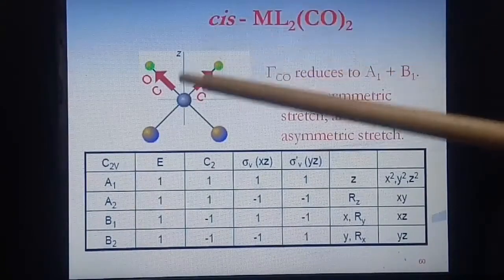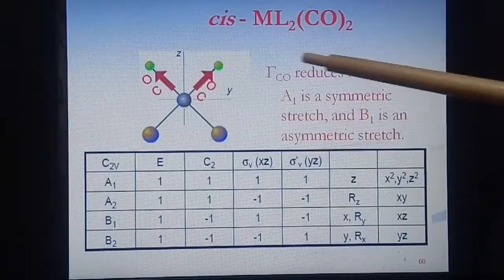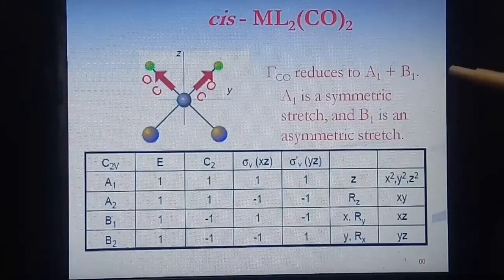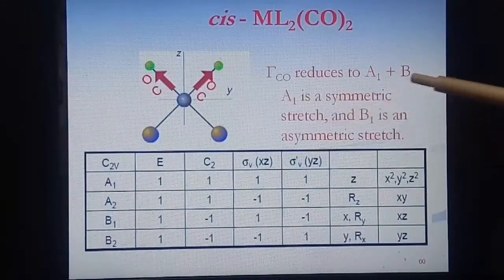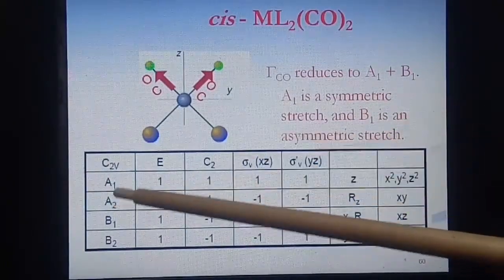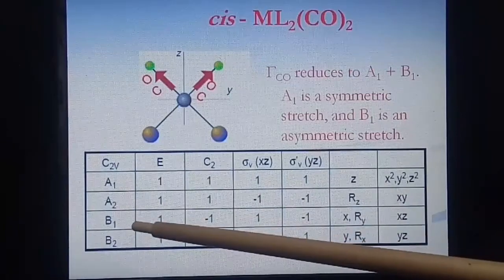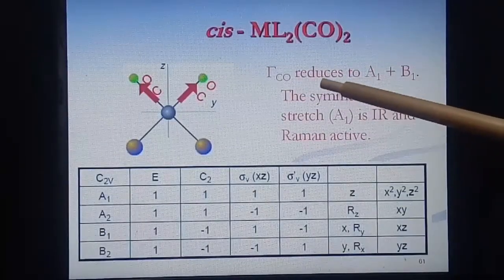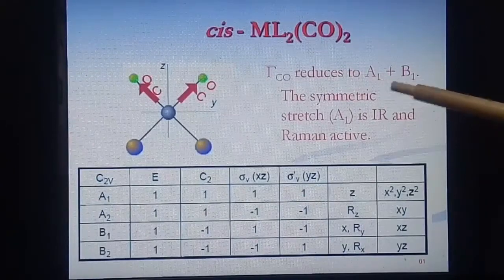Now the reducible representation of CO reduces to A1 plus B1. If we determine the irreducible representations of the reducible representation, we get A1 plus B1. A1 is a symmetric stretch and B1 is an asymmetric stretch. So this is the A1 and this is B1. The reducible representation reduces to A1 plus B1.